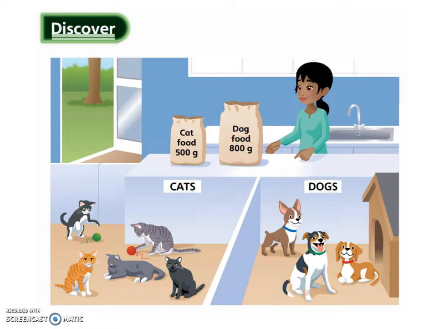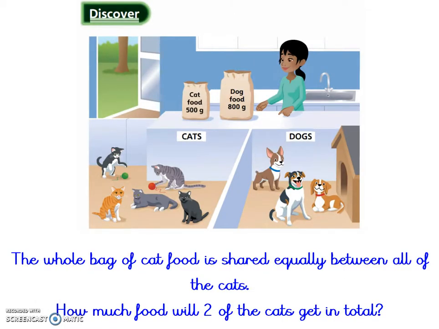So for question 1a, you're being asked, the whole bag of cat food is shared equally between all the cats. How much food will 2 of the cats get in total? And for question 1b, there are 8 dogs in the animal home. We can see 2/5 of the total number of all the animals in front of us. So how many animals are there altogether? So give those a try, pause the video and come and join me when you're ready to look at the strategies we've used.